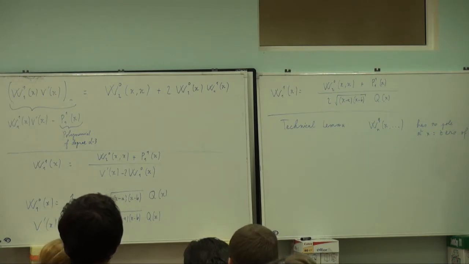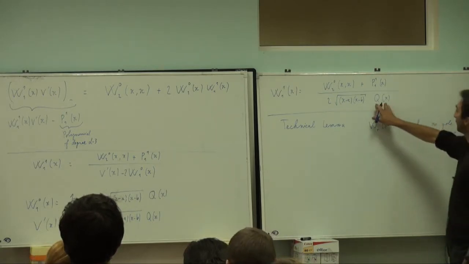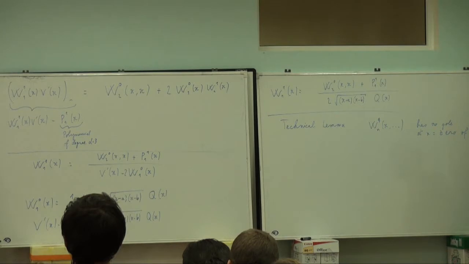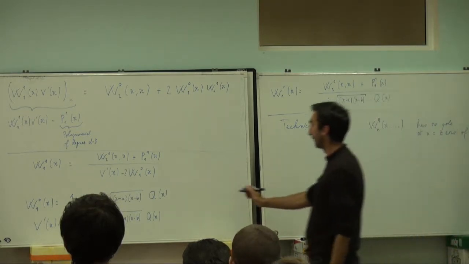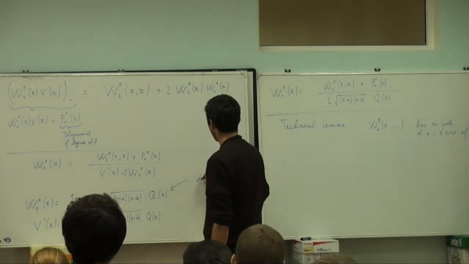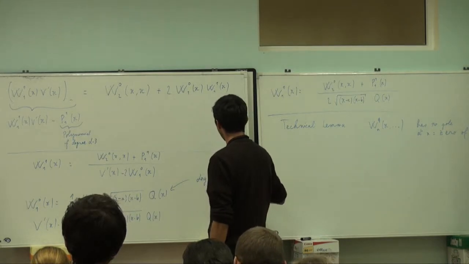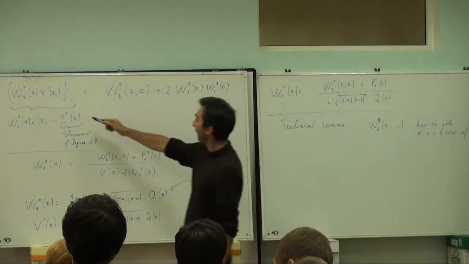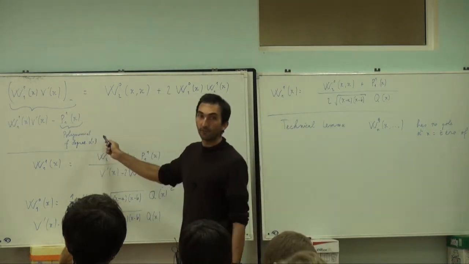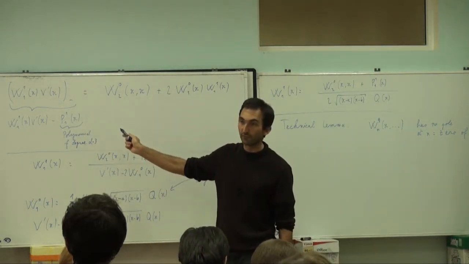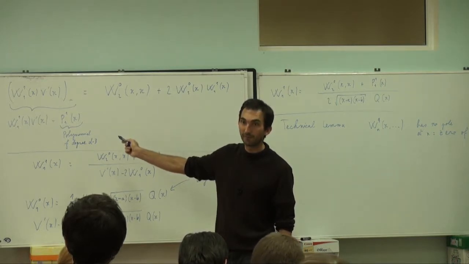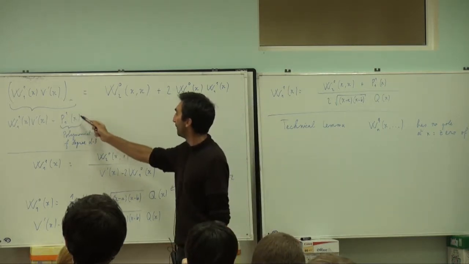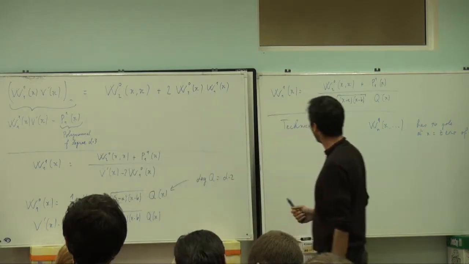Well, if you're careful enough, the degree of Q is d minus 2. Here, in fact, the degree of Q equals d minus 2. P11 is a polynomial of degree d minus 3, so it has d minus 2 unknown coefficients. Okay? So P11 has d minus 2 unknown coefficients.